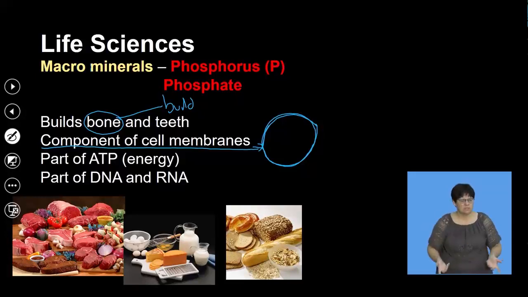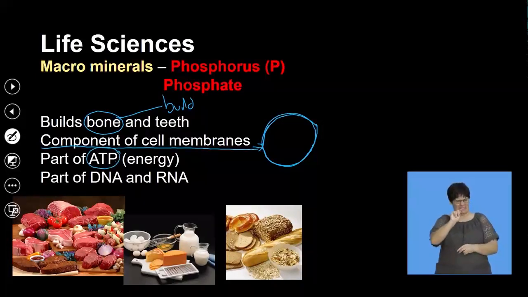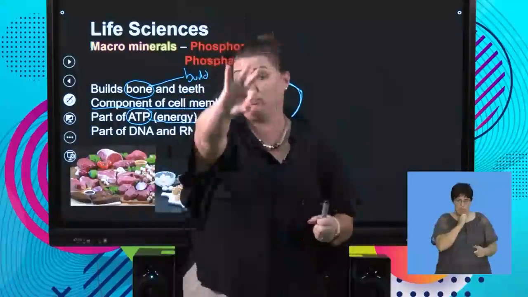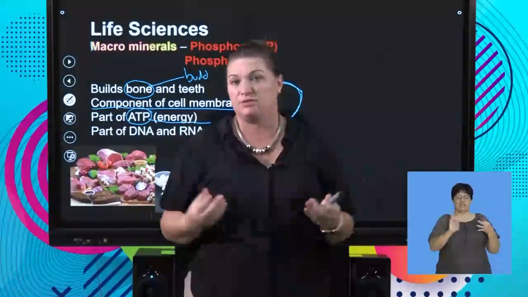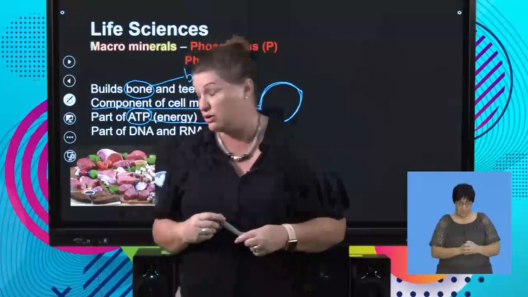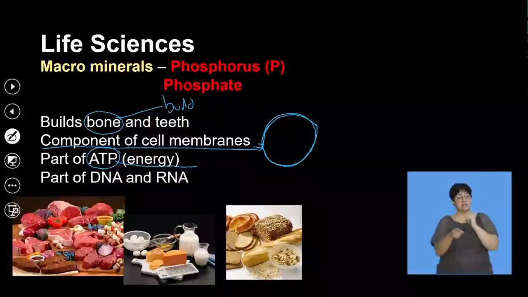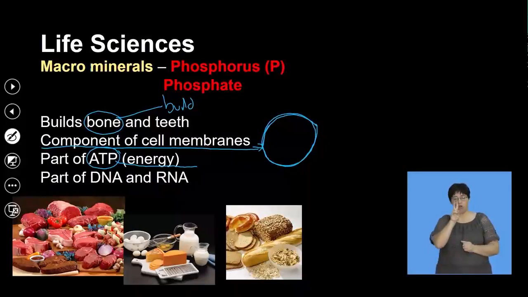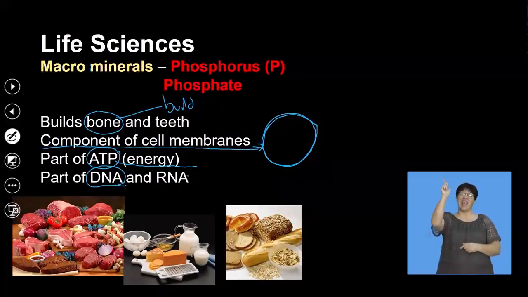We might use this more next when you do cellular respiration. What is ATP? ATP means energy. It stands for adenosine triphosphate. And it just means that the energy that you use has got 3 phosphate molecules in it. That's what it means. 3 phosphate molecules.